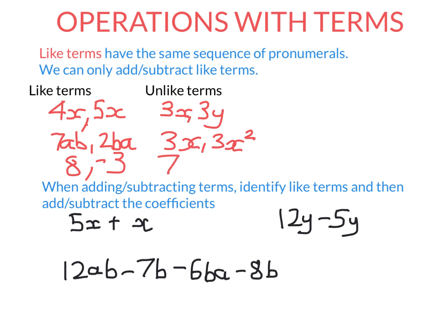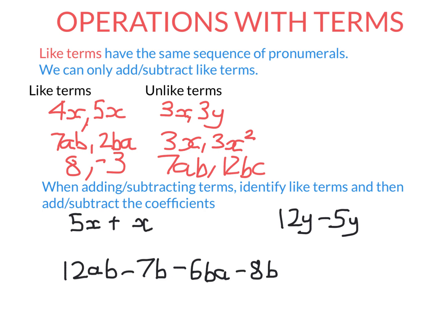So something like 7ab and let's say 12bc, they're not like terms. Yes, they both have a b, but this term has an a, whereas this term has a c. So they're only like terms if they have the exact same sequence of pronumerals.